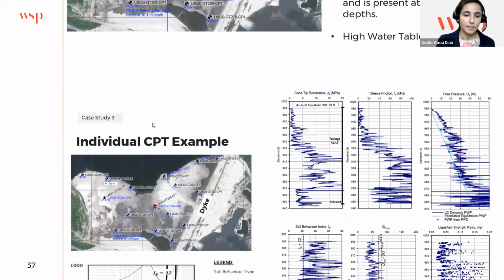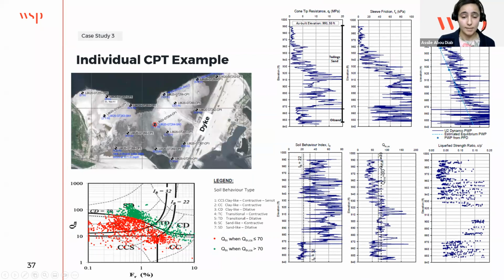Showing an example of one CPT on the beach. Here I'm showing the same soil behavior chart. A lot of the data points fall below this contractive-dilative boundary, which means that much of our tailings sand is contractive and susceptible to liquefaction. And if we look at the QT-NCS here, we can see many values falling below 70 to 80. And for the C/P ratio, it is very low. If we look at the 20th percentile, we are in the range of 0.03, less than 0.05, which are really low values.